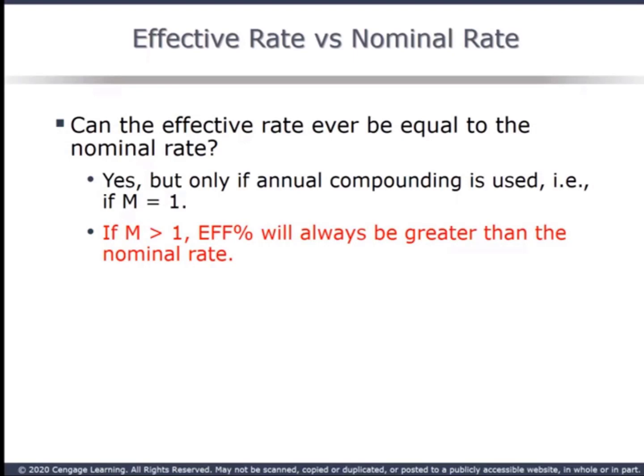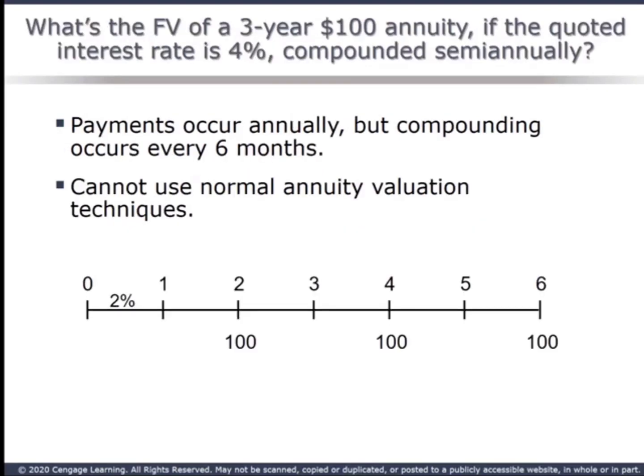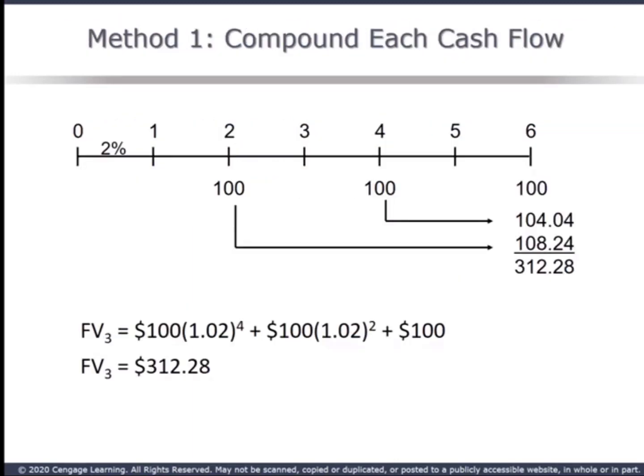For this problem, we have a 3-year $100 annuity with a rate of 4% compounded semi-annually. The $100 is paid annually, but the rate is compounded semi-annually. You can't convert $100 a year to $50 every 6 months to make the payment and rate match. One way to solve the problem would be to manually calculate each future value and add them up. Remember, we'll be using the semi-annual rate, 2% per 6-month period, and N is the number of 6-month periods.